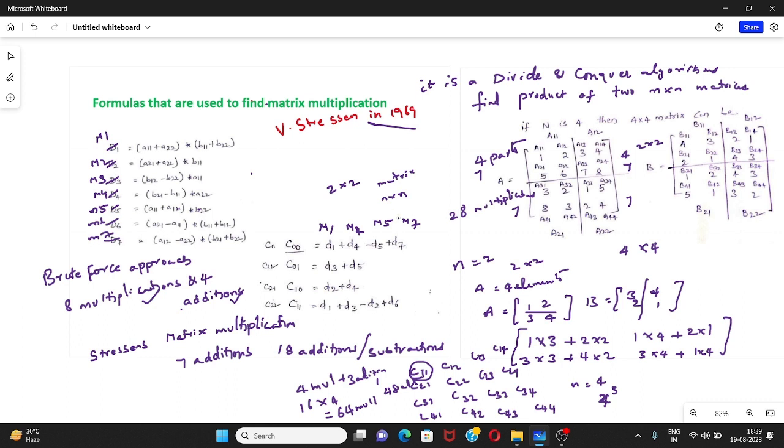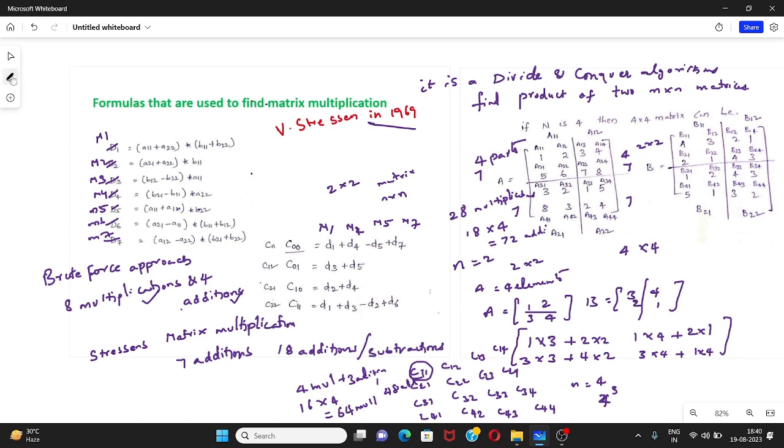And then how many additions does it require? For one 2 by 2 matrix, it takes 18 additions or subtractions. Now you can divide this entire 4 by 4 matrix into 4 parts, so you can consider it multiplied by 4. So how many additions or subtractions will it take? Simply 72 additions. So it reduces the time complexity. That is the idea behind Strassen's matrix multiplication.